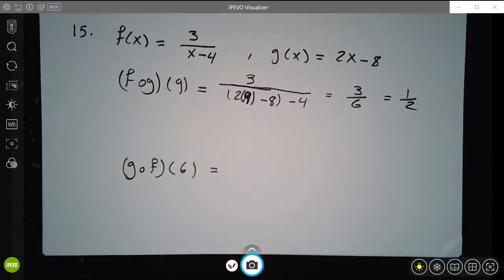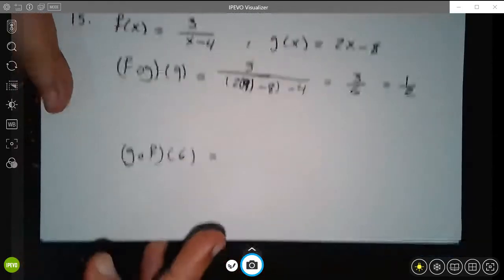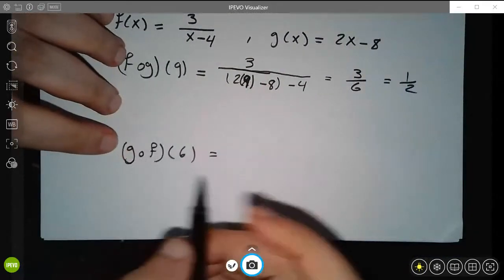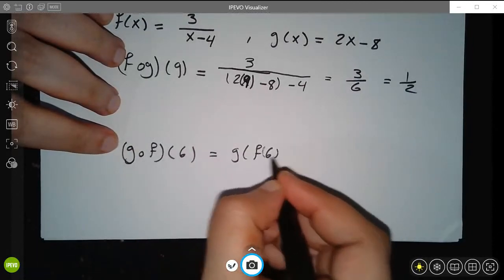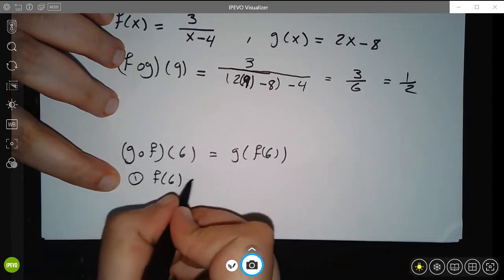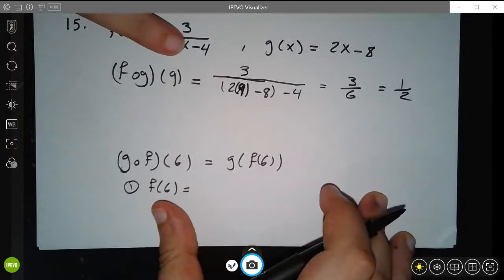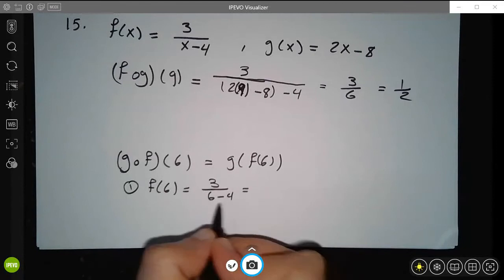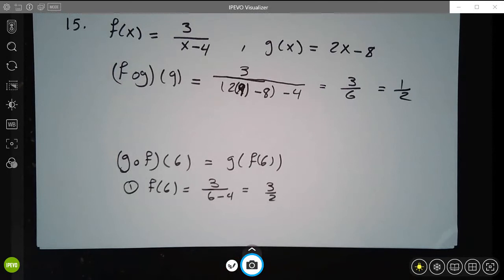Yeah? -5? That's right. So since I did the first one in the one-step way, I'm going to do this in the two-step way. Okay? Since it's composition of f and g, the first thing I'm going to find is f of 6, since this is f of 6 inside g. That way we have an example of both ways. So f of 6 is 3 over 6 minus 4. So this is 2, right? So it's 3 over 2. The answer, 3 over 2.